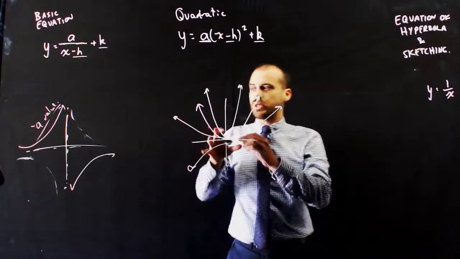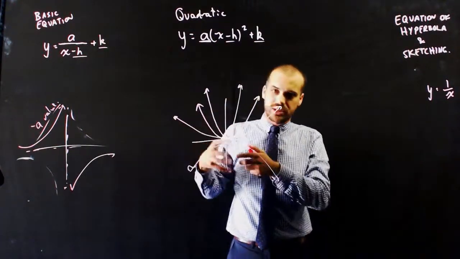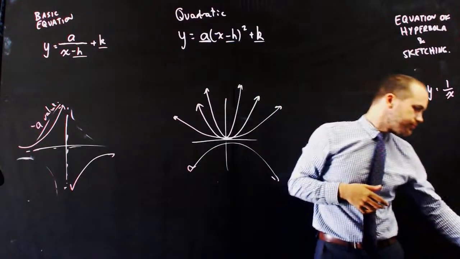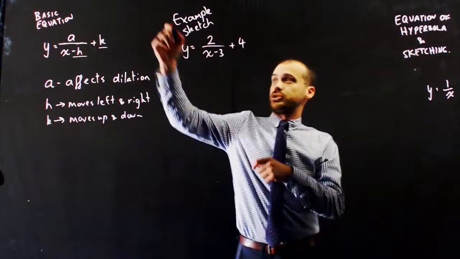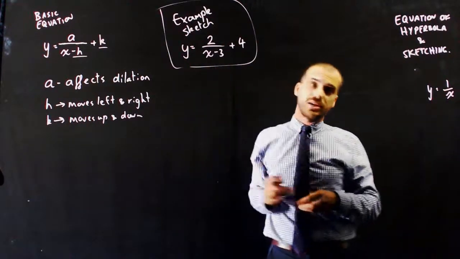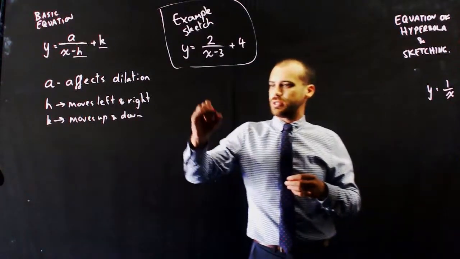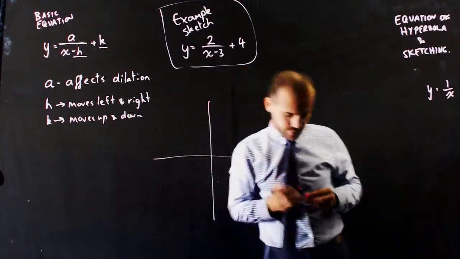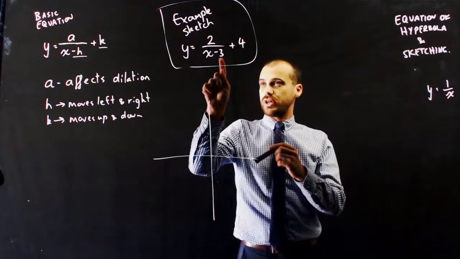Alright, I'm talking pretty quick and I'm sort of sketching about stuff because we're going to do this in greater depth in a minute. Just a few little notes for you to write down about what a, h, and k do. Now I'm going to jump to an example. I'm going to sketch y equals 2 on x minus 3 plus 4. So here's my Cartesian plane. Use a different colour.